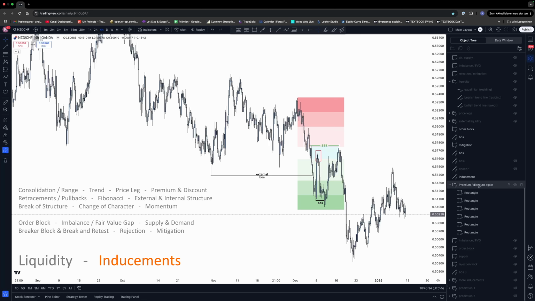Okay, so what did we actually do here also? We mitigated for the first time this imbalance here, nice little imbalance. Of course we also tapped into premium now.